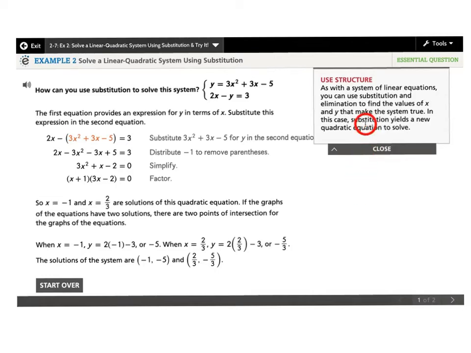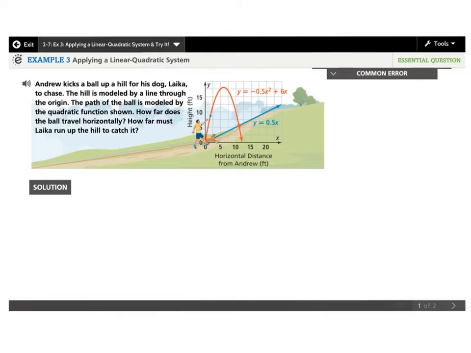Here you go. It says that you can use both to find the values of x and y that make the system true. In this case, substitution yields a new quadratic equation to solve. I really like this example.